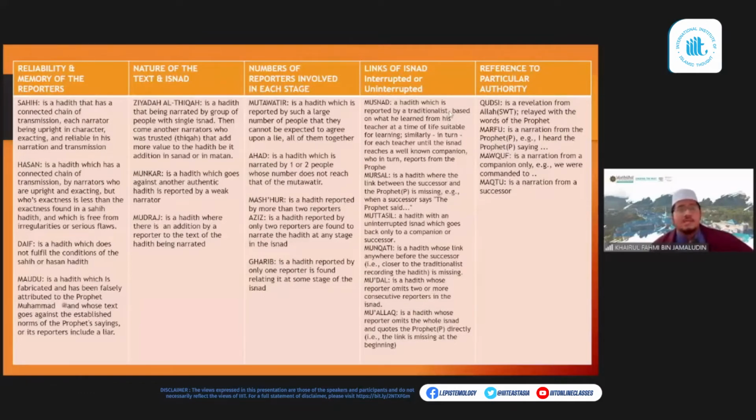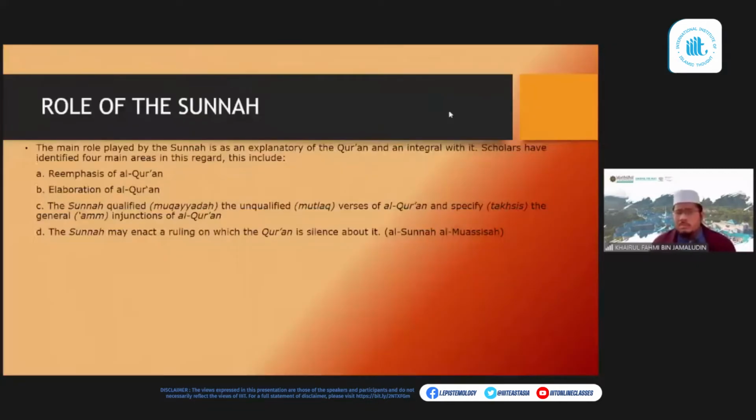Okay, next. Role of Sunnah. The main role played by Sunnah is explanatory of the Quran, and it is integral with it. Scholars have identified 4 main areas in this regard. So these are the main roles of Sunnah. Of course, there are other roles, but these are the main ones.